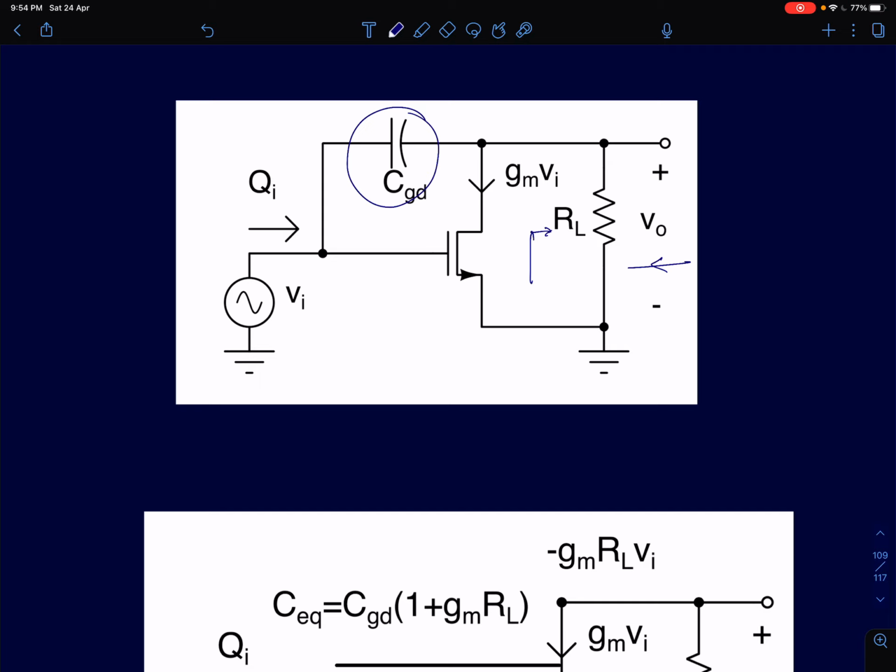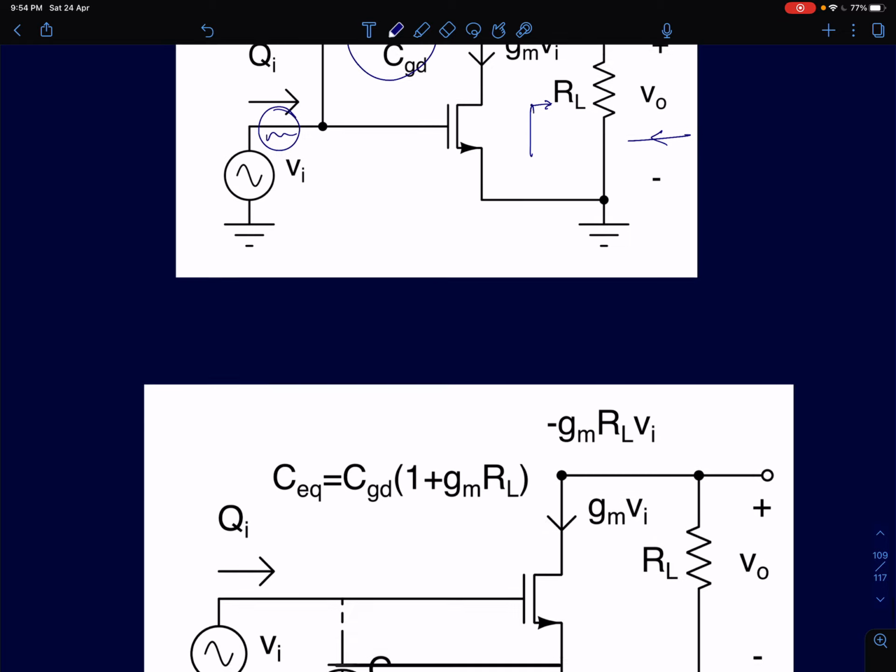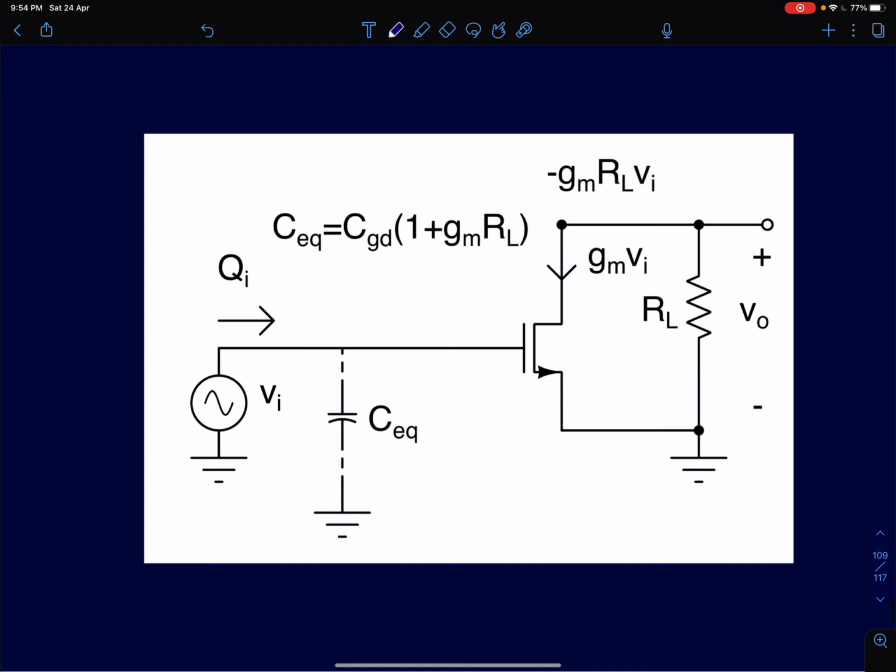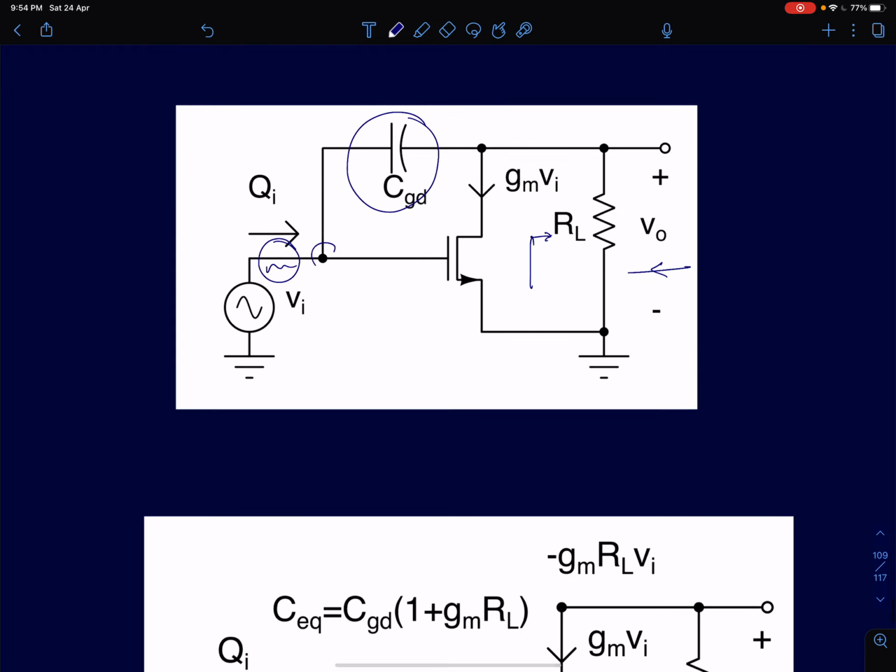Now here, of course, there will also be a source resistance. I have not shown it yet. I will show that as we progress into the lecture in a few moments. Now this is the input voltage which is fed to this common source amplifier connected to a resistive load.